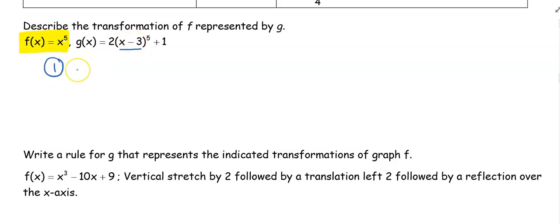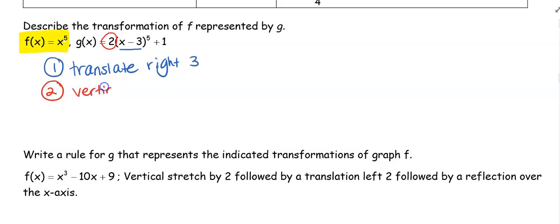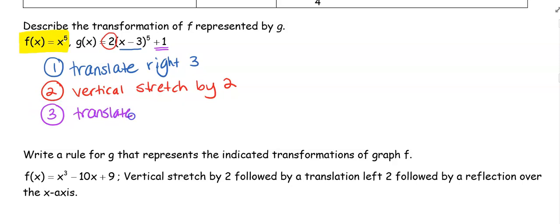So the minus 3 means that we are going to translate right 3. Then we look at the multiplier. We are multiplying by 2. That means that we have a vertical stretch because it's larger than 1, or expansion by 2. And then last, when we have a number being added or subtracted outside, that's a vertical shift. So we are going to translate up 1.